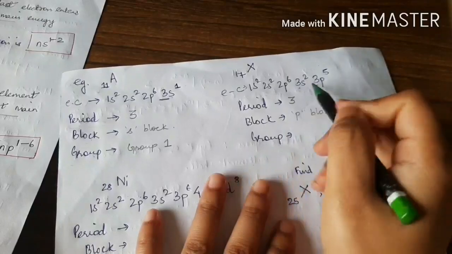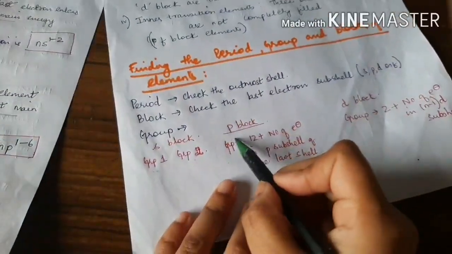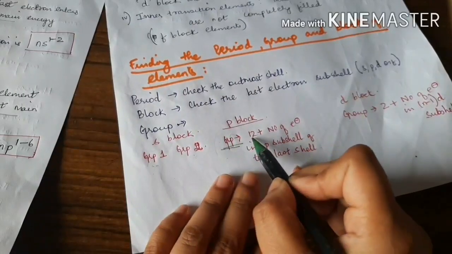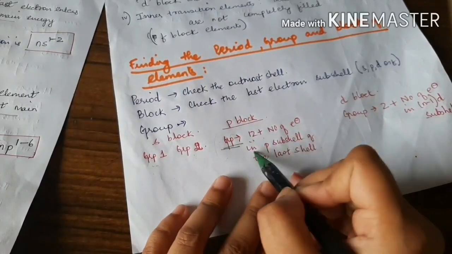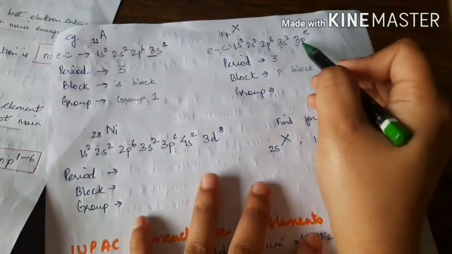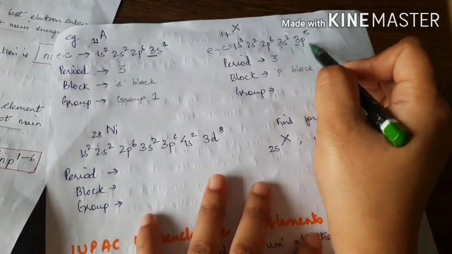Then group. Now how to find the group for P? I have written it out here. For P block, the group will be 12 plus the number of electrons in the P subshell. So in the P subshell, how many are there in the last one?